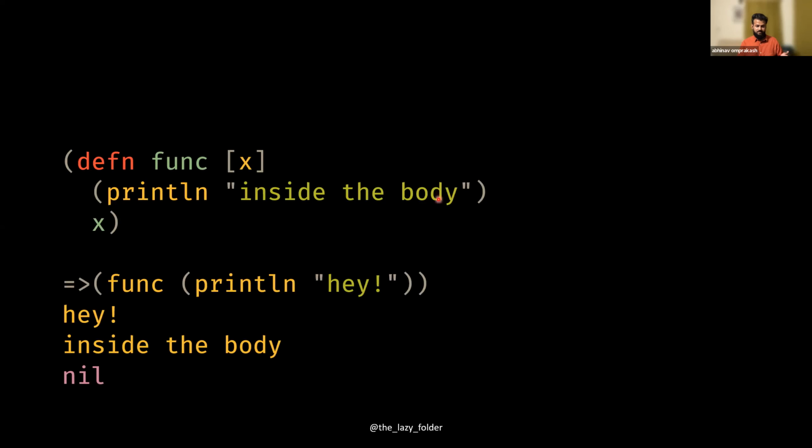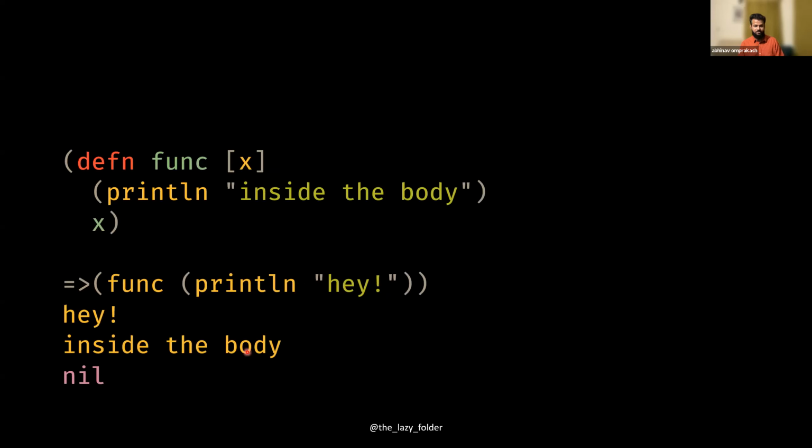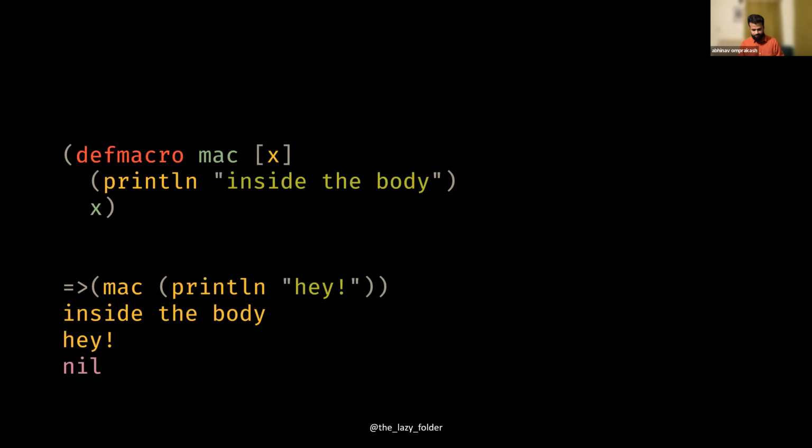So you've seen a function and there's a print inside the body. When we pass a print here, it's evaluated first before being passed to the function. So that's why you get hey inside the body and nil. But if you look at a macro, it's the same macro, it looks exactly like the function, but it behaves differently. Here, when you're calling the macro with println, it first prints inside the body and then hey, which is different from the function call. It's sort of switched. That's the first main difference.